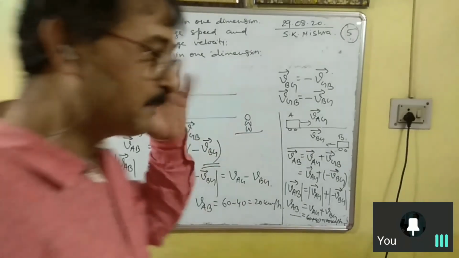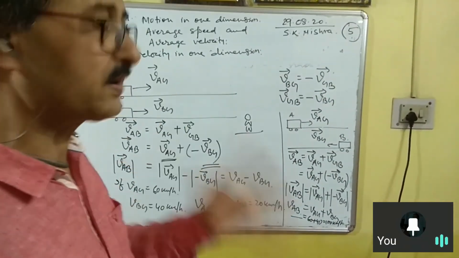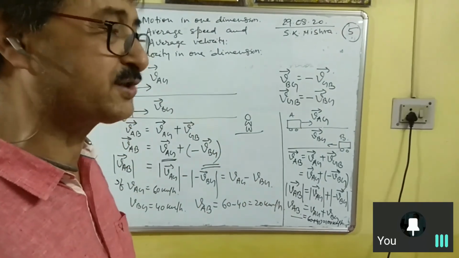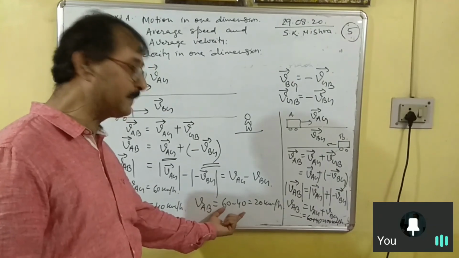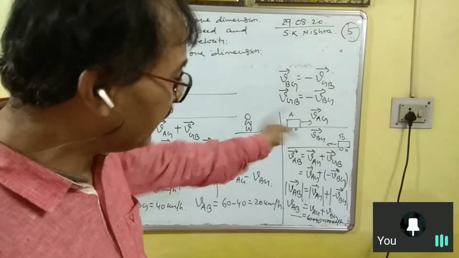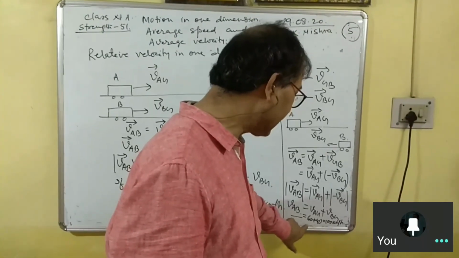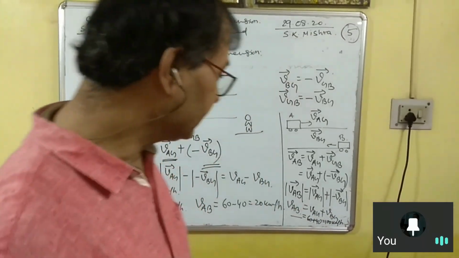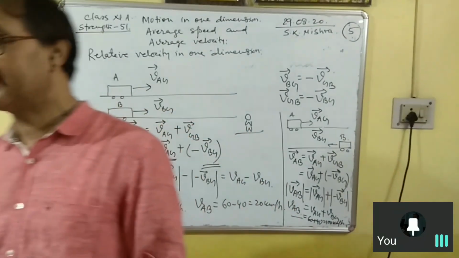So keep it in mind that if the bodies, trains, vehicles, whatever, cars, are moving in the same direction, then the relative velocity of one with respect to another is obtained by taking the difference of the two velocities. And if they are moving in opposite directions, then the relative velocity is given by the addition of the two velocities. That is 60 plus 40, 100 km per hour. Am I clear to you?